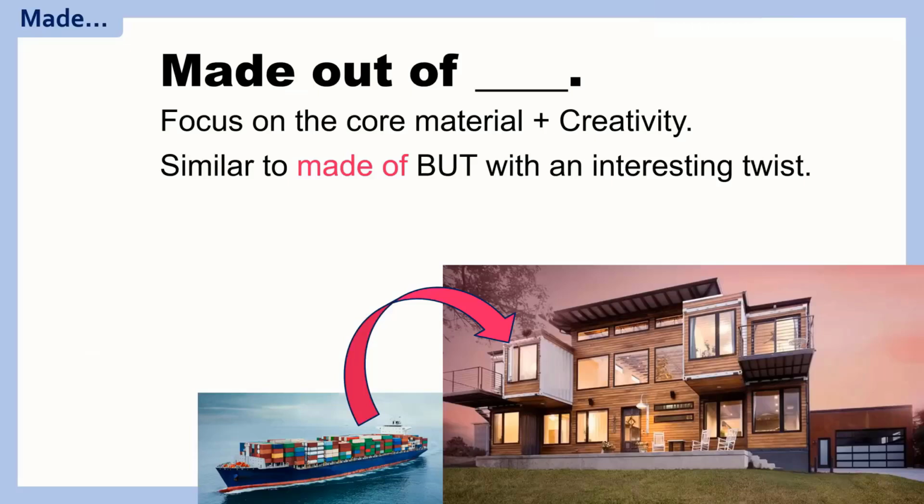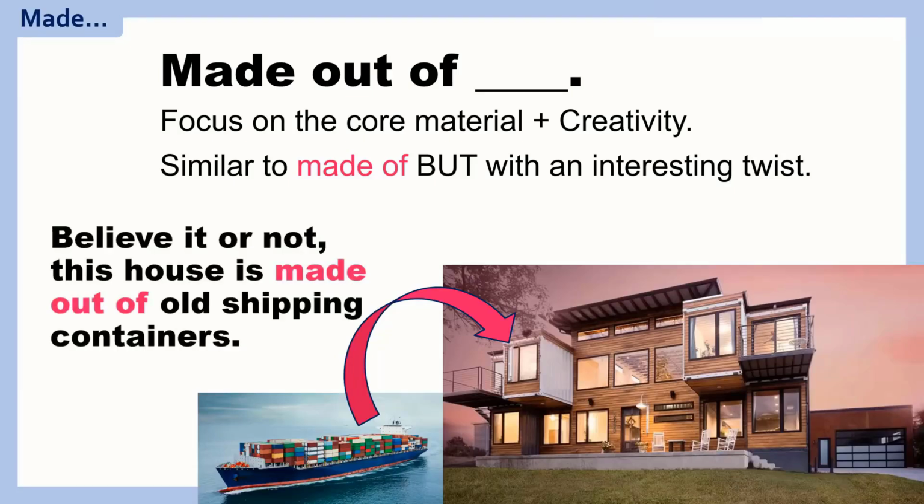Another example. Now this one is similar to made of because you can still see the main material. You can still see the shipping containers. Look at the house. You can see them. So it's similar to made of, but with an interesting twist of creativity. So you would say, believe it or not, this house is made out of old shipping containers.